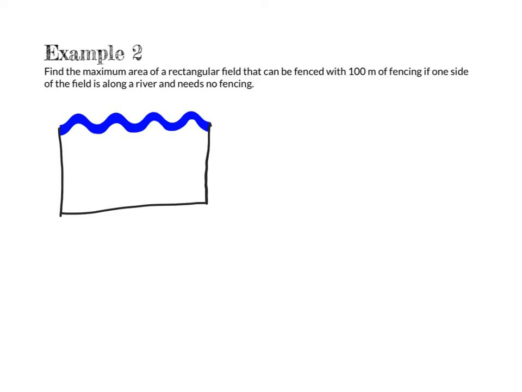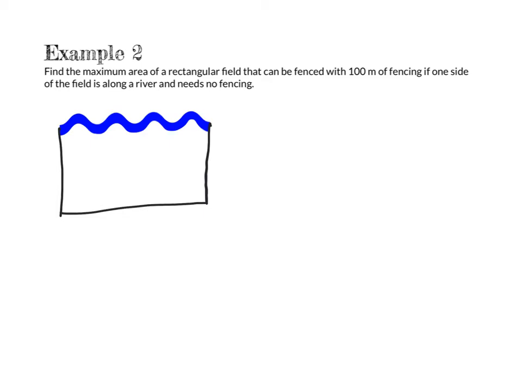So in this video, we're going to continue what we just did last time, an example of quadratics using area and perimeter. This one is a little bit different. Last time we had all four sides of a rectangle. On this one, we're going to look at three sides of the rectangle. It says, find the maximum area of a rectangular field that can be fenced with 100 meters of fencing if one side of the field is along a river and needs no fencing.